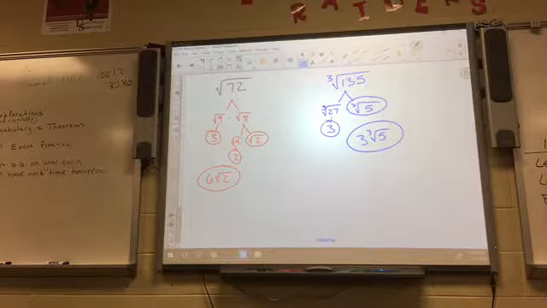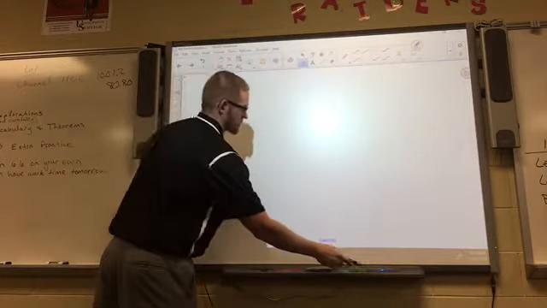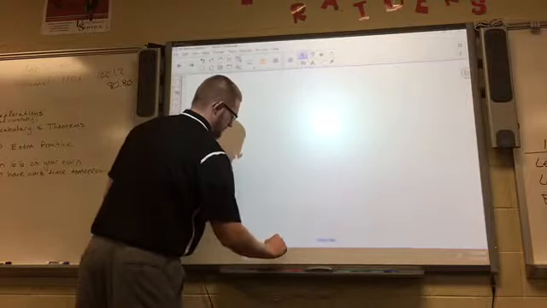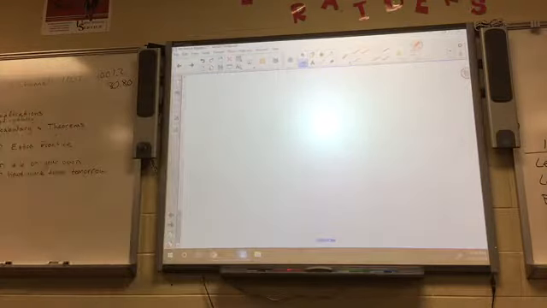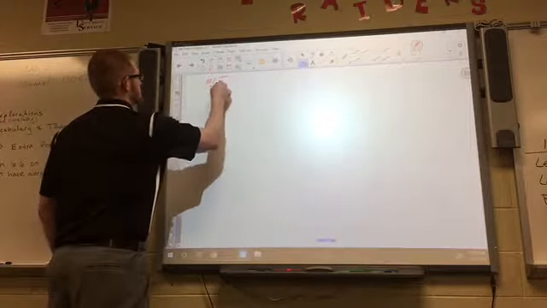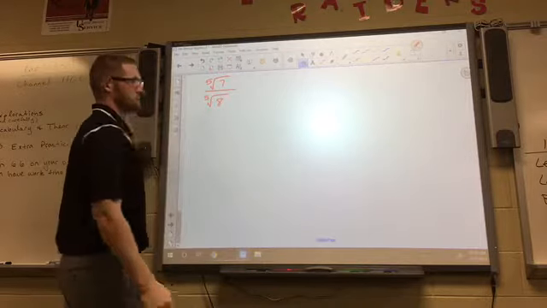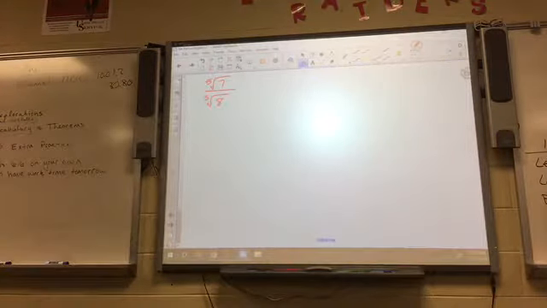Moving on to example 3, part B. This is a little bit different. This is probably going to be significantly different than anything we've ever done. We start with the 5th root of 7 divided by the 5th root of 8. And some of these, like this one, are going to take some practice.